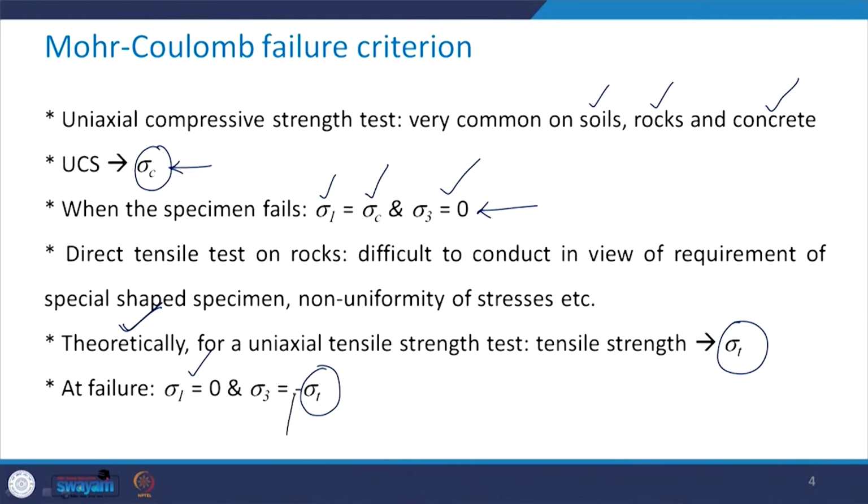Now, take note of the fact that I am putting a negative sign here. Why? Just to show that it is tensile in nature. So, we are going to follow the convention that compression is represented with a positive sign and tension with a negative sign. So, in the two cases, that is the uniaxial tensile strength test, which is a theoretical one, and the uniaxial compressive strength test, one can draw the Mohr circle at failure.